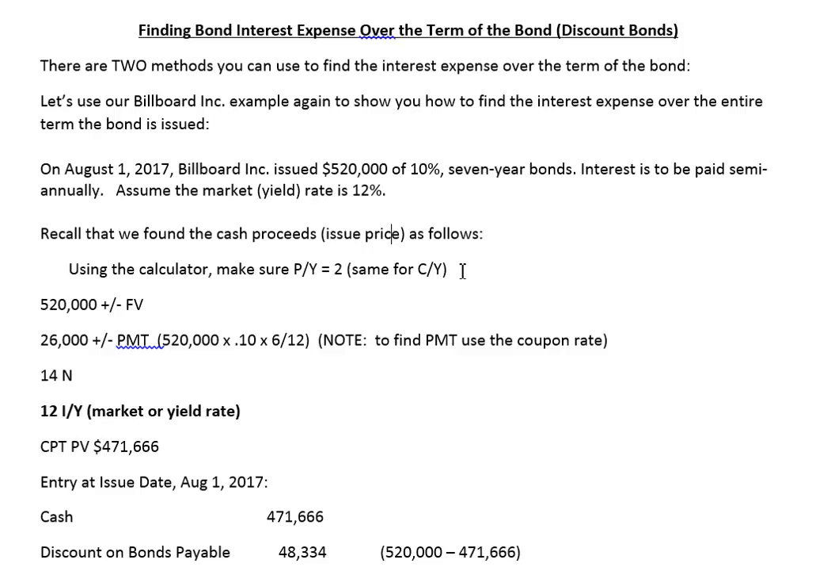The bond coupon rate is 10%. The bonds are going to be outstanding, or they mature, in 7 years. And again, we have interest paid semi-annually, which means that our N, or number of interest payments, is going to be 14. Notice here that we have a coupon rate of 10% and a yield of 12%. So that means that the bond is going to trade at a discount. Why? Because the coupon rate is less than the market or yield.